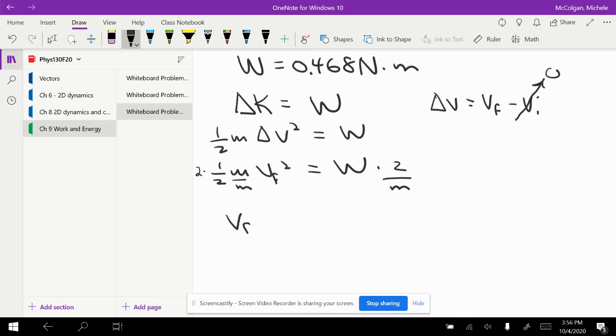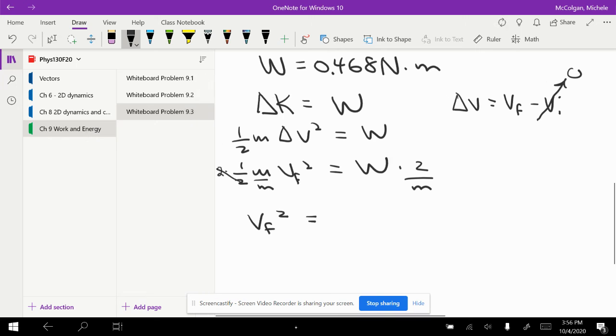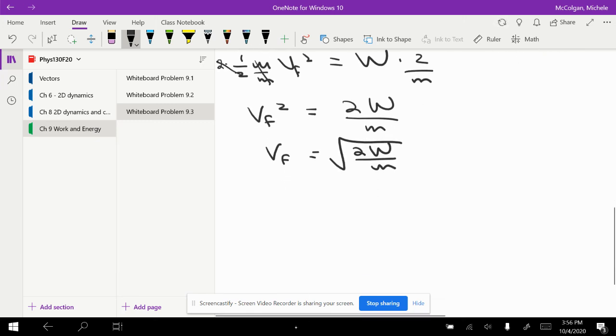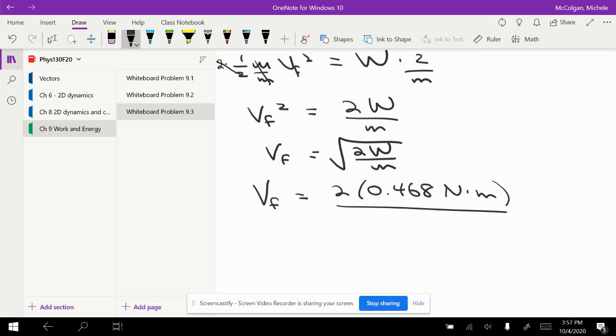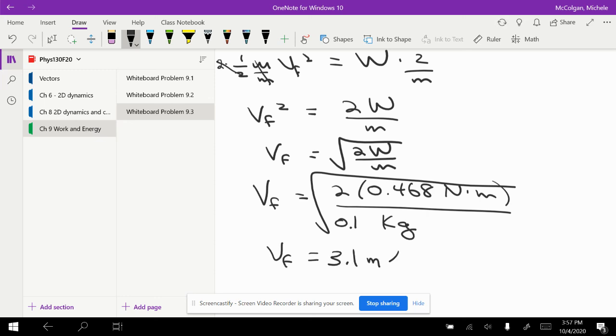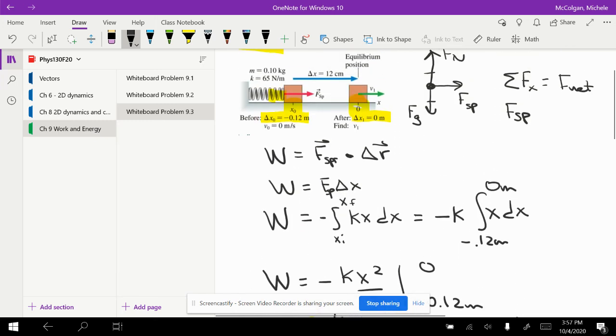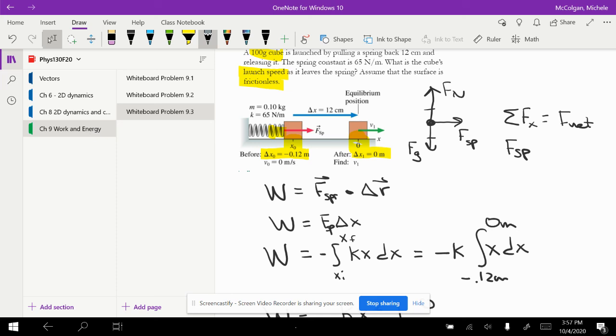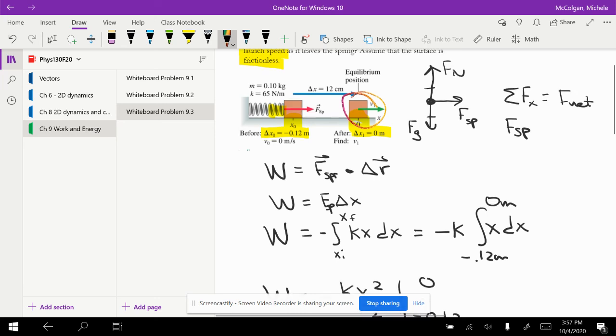So v final squared is equal to 2W over m, and so v final is the square root of 2W over m. I plug numbers in: v final is the square root of 2 times 0.468 newton meters divided by 0.1 kilograms. When I plug the numbers in, I get 3.1 meters per second. So that's my answer. That is the velocity of the block when it's no longer touching the spring: it'll have a velocity of 3.1 meters per second.